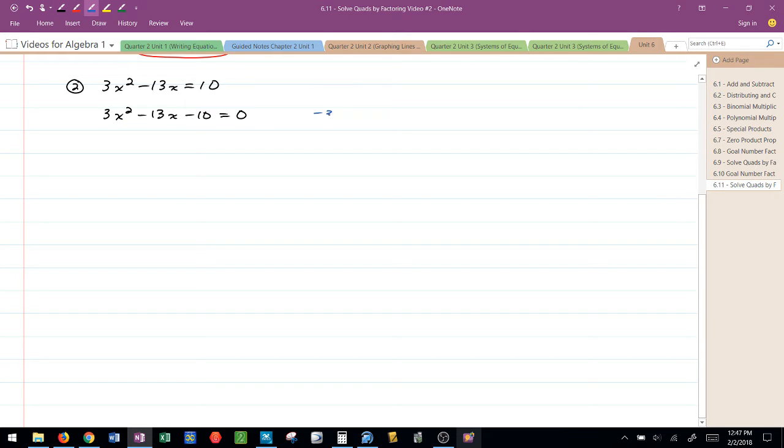Goal number, negative 30. Middle term, negative 13. That means the larger factor has to be negative, so I'm going to try 3 and negative 10. That doesn't work. What about 2 and negative 15? That looks good. Take both of those, divide them by 3, the leading coefficient. Rewrite the first factor as x plus 2/3, and the second one is x minus 5, because we had negative 15 divided by 3.